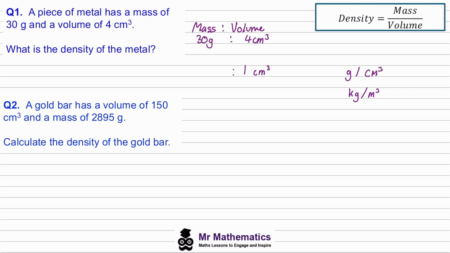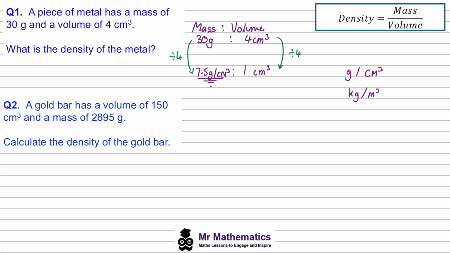Now the reason why we divide mass by volume is we need to divide this 4 by itself, because 4 divided by 4 will make 1. And we need to divide both sides by the 4 to keep the ratio balanced. So can you see that we're dividing the mass by the 4, which is given in our equation here? When we divide 30 by 4, we get 7.5, and our units will be grams per centimeter cubed. So this will be our density here.